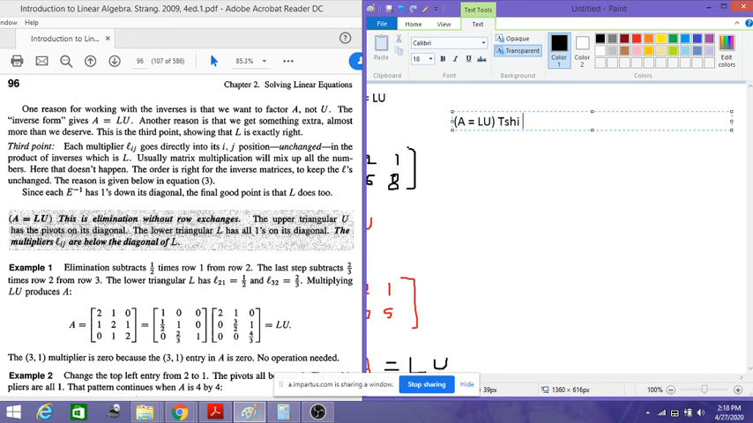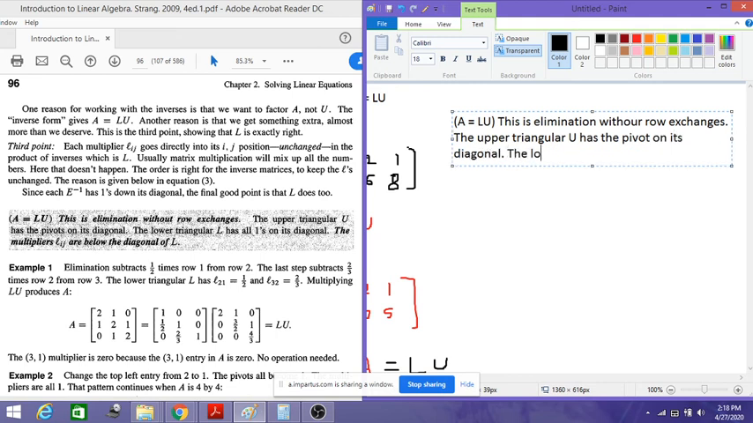This is elimination without row exchanges. The upper triangular U has the pivots on its diagonal. The lower triangular L has ones on its diagonal. The multipliers Lij are below the diagonal of L.